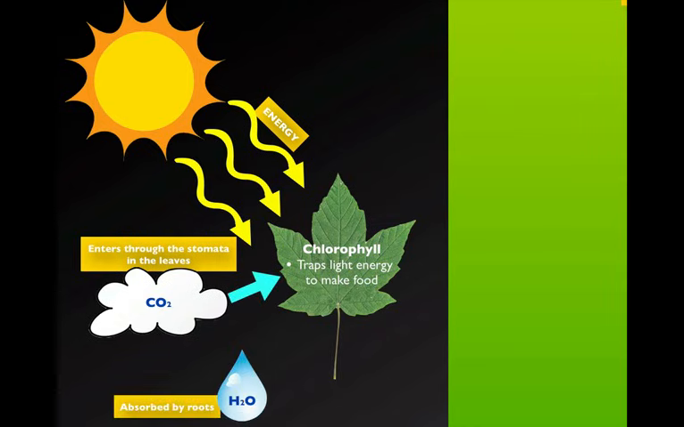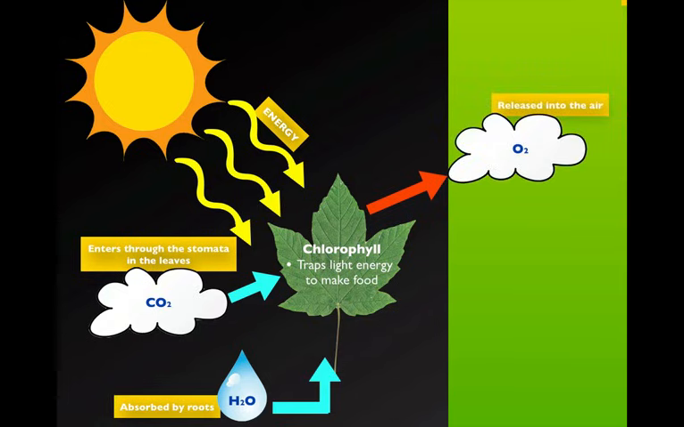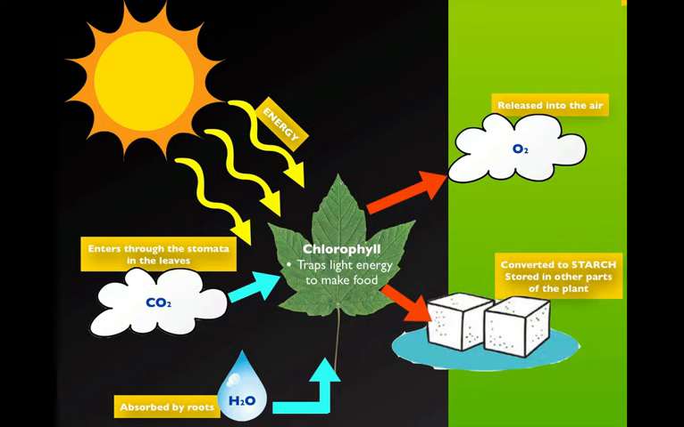And the water, which is absorbed by the roots, enters the plant as well. Using the energy from the sun, that's converted to oxygen, which is released into the air, and glucose, or sugar, which is converted to starch, which is stored in other parts of the plant, like the stem and the fruit and things like that.